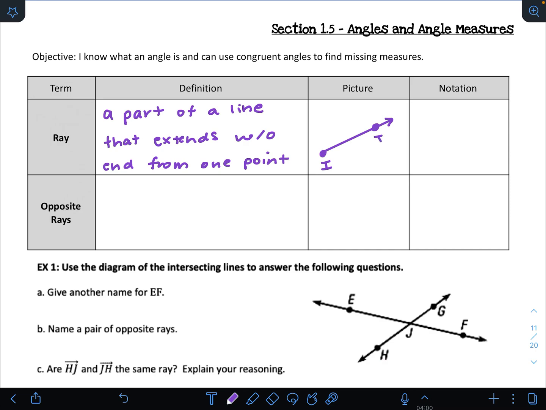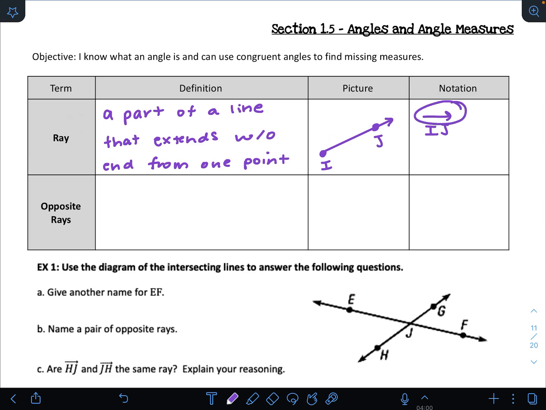So this is an example of a ray. And we would refer to this as ray IJ. With line segments and lines, the order of the letters does not matter, but with rays, we always start with the endpoint. So if you notice, the ray starts at I, goes through J, and continues on forever.